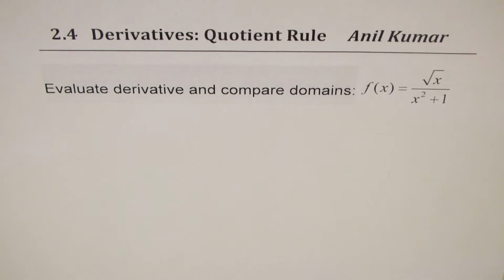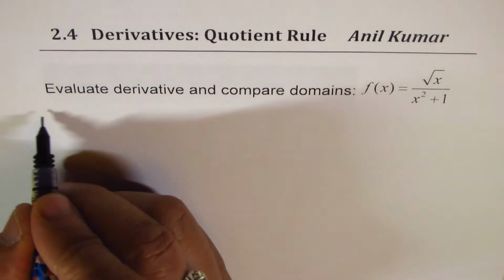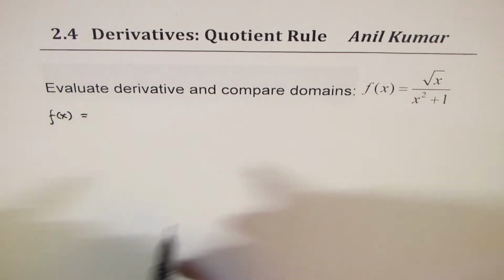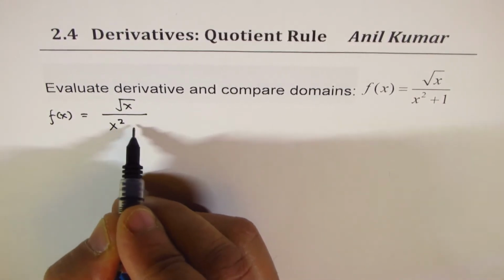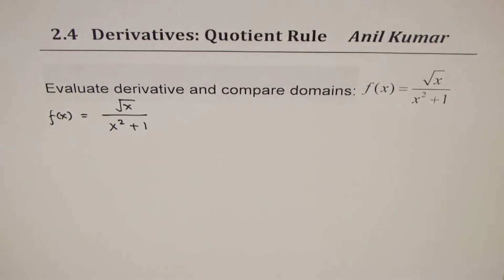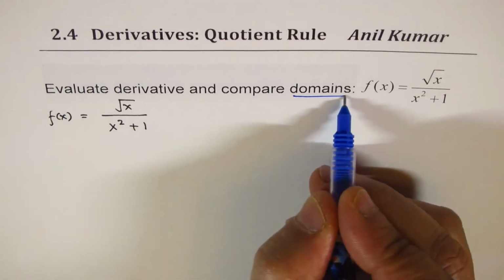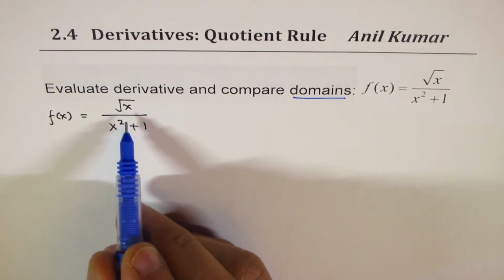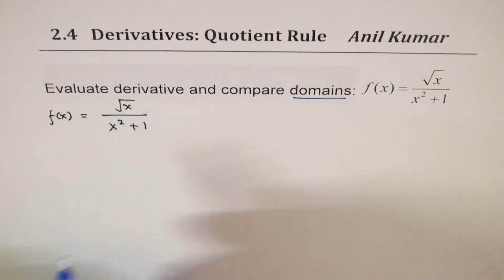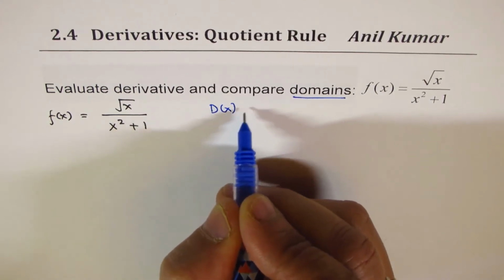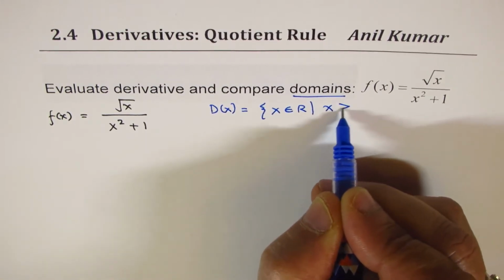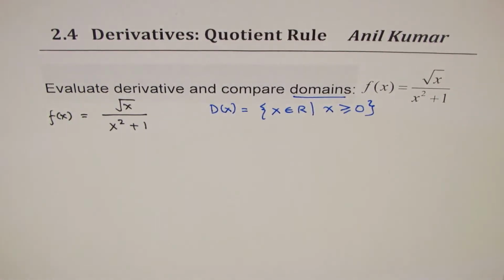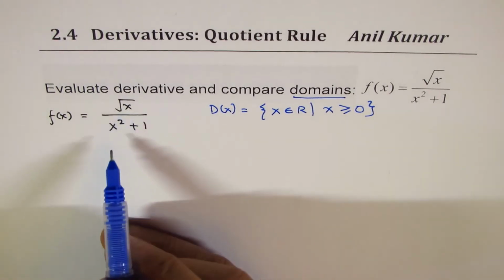Now let's begin. So the very first question which we have here is to find derivative for the function f of x equals square root of x over x squared plus 1. We'll also talk about domain. That's very important. Clearly, the denominator is always positive, so the restriction is because of the numerator. So we could write domain of this function as x belongs to real numbers, where x is greater than or equal to 0. It's non-negative. Perfect. Since that is not real.